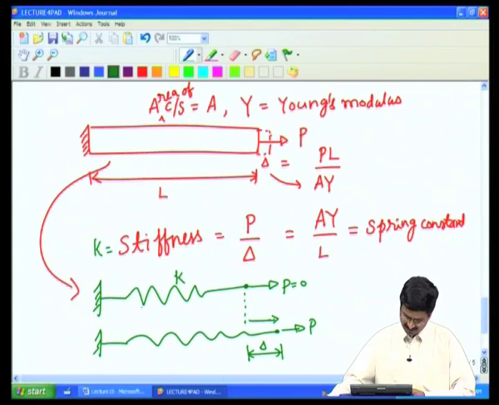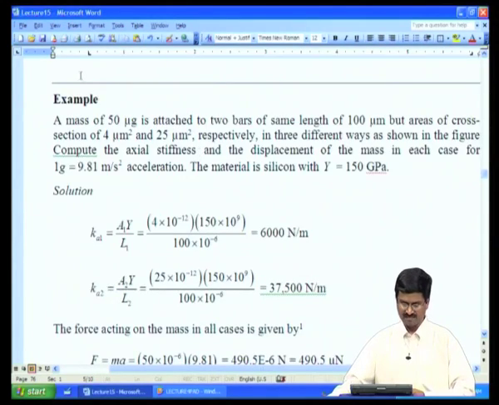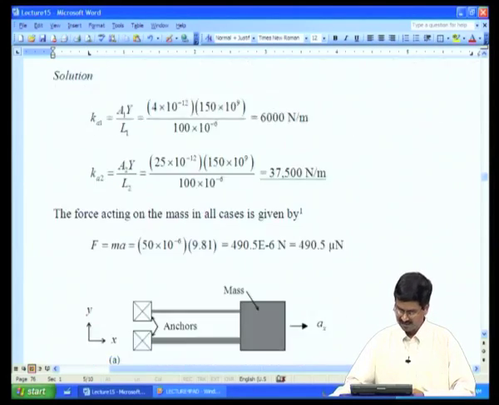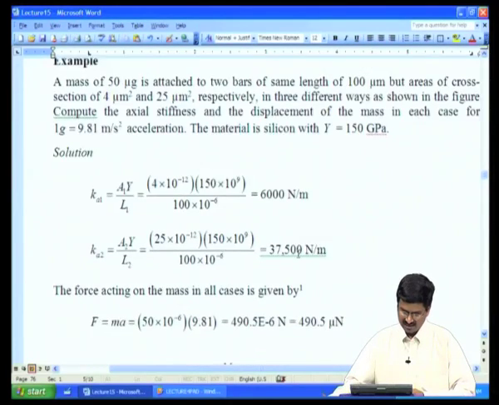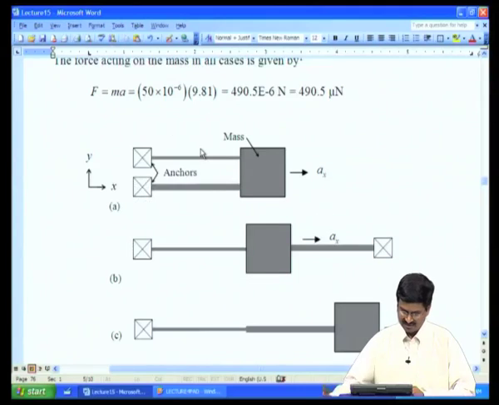So, when we go back to the example that we consider here, if I have a mass where there is certain acceleration A of x acting on it, it will have a force which is mass times acceleration. In this particular case, here is the example. We want to take a mass of 50 microgram acting on a body. The body here is some square mass, it has 50 microgram, that is 50 times 10 to the power minus 9 kilogram, and it is suspended with two bars of length 100 microns, but different areas of cross section. One is 4 micron square, other is 25 micron square. The smaller one is 4 micron square, larger one is 25 micron square.